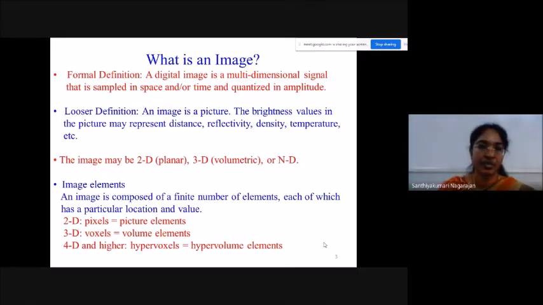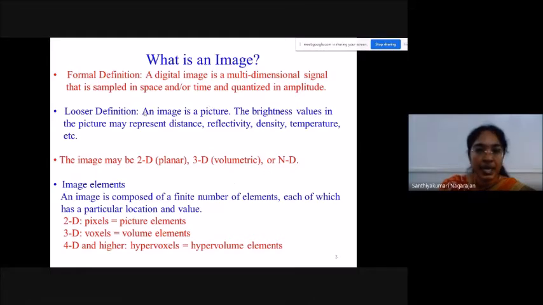That's the formal definition stated here. It's a multi-dimensional signal sampled in space or time, and you quantize that information for amplitude purposes. In a looser definition, the image itself is a picture. It has brightness values. It may represent distance, reflectivity of a component present in the picture, density, temperature, etc. These images might be two-dimensional, which is planar, or volumetric, which is three-dimensional, or n-dimensional.